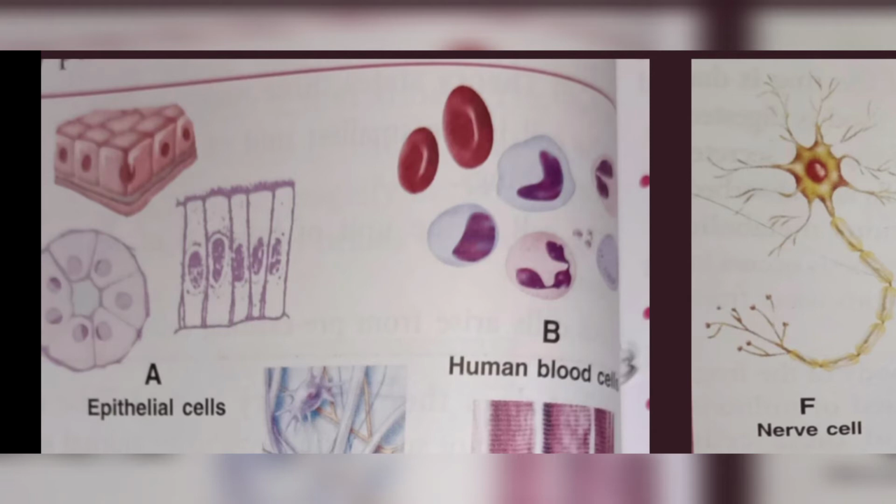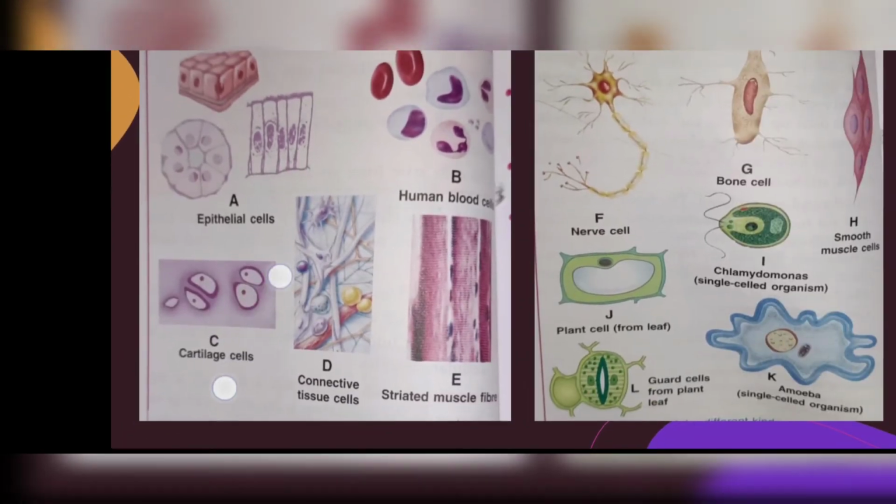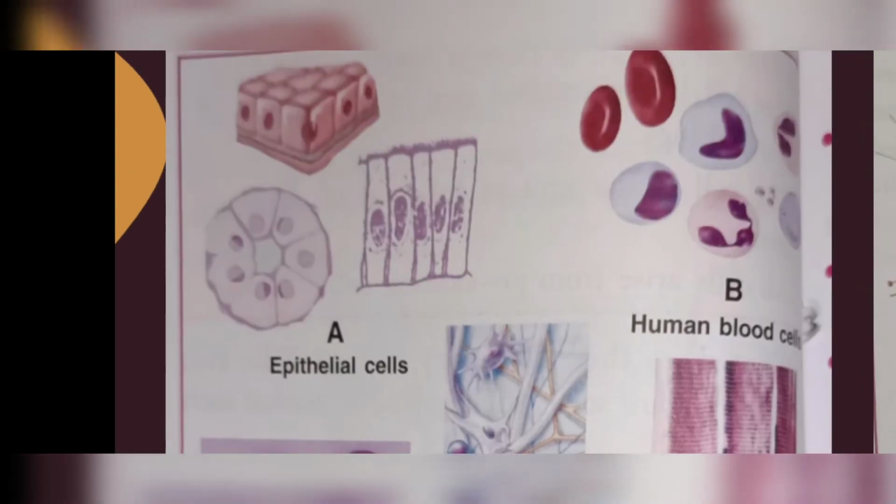Then we have epithelial cells. No need to study the structure, just remember these are epithelial cells. Next we have cartilage cells.